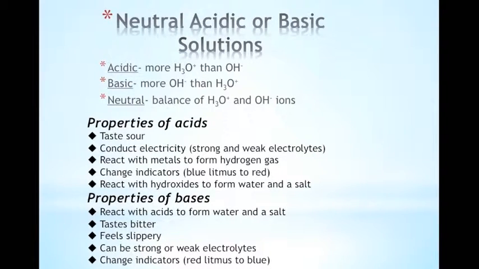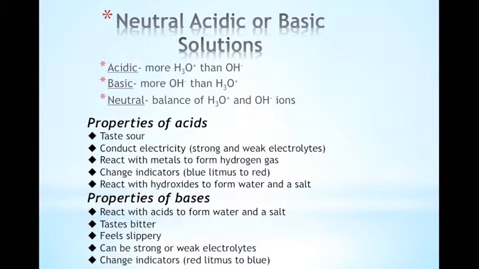Acids conduct electricity through strong and weak electrolytes. They also form hydrogen gas by reacting with metals. This may change, however, the litmus indicators from blue to red. It varies. And acids also form water and salt by reacting with hydroxides.